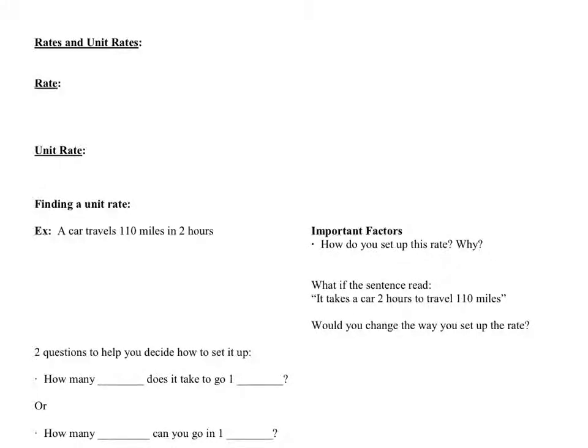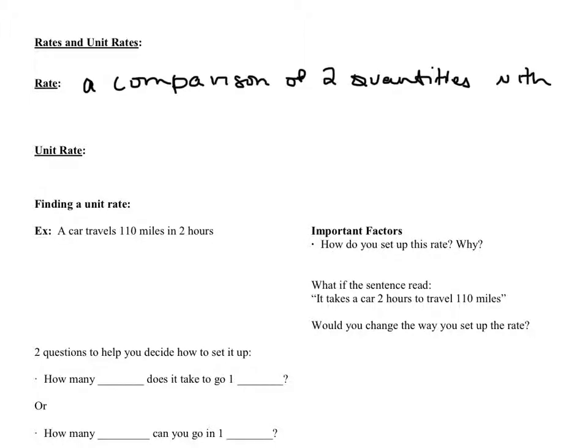Rates and unit rates. So if you remember from last year, a rate is a comparison of 2 quantities with different units. So that would be like comparing miles and hours. And a unit rate is when a rate has a denominator of 1.